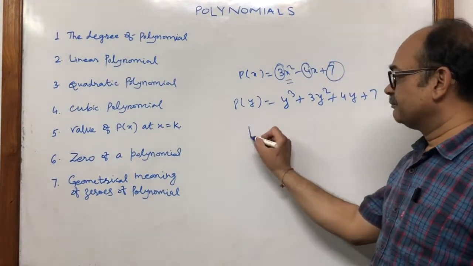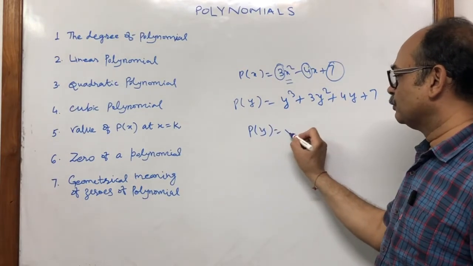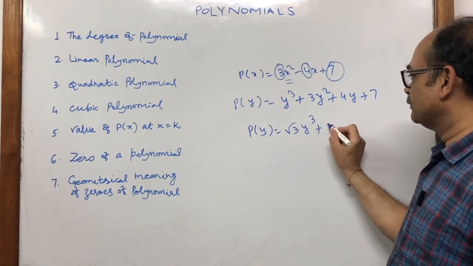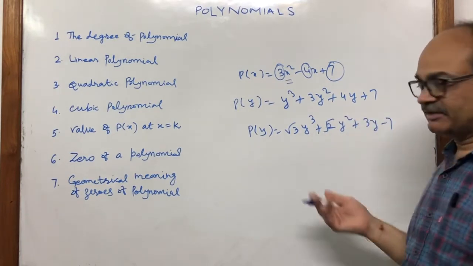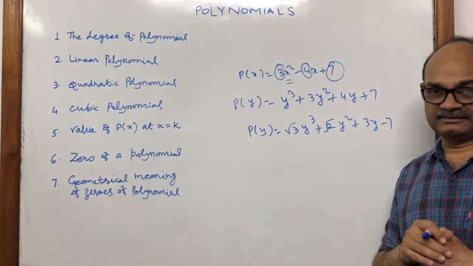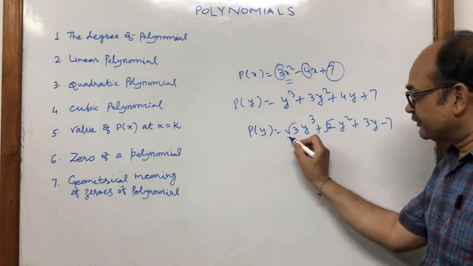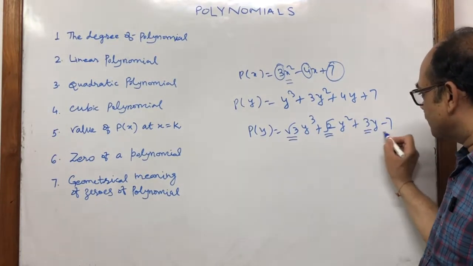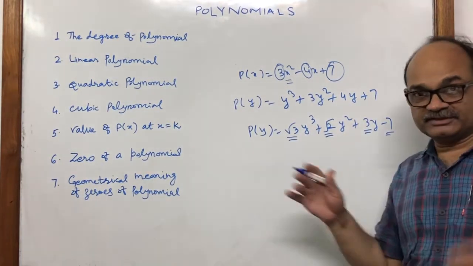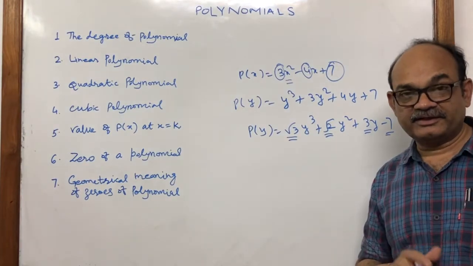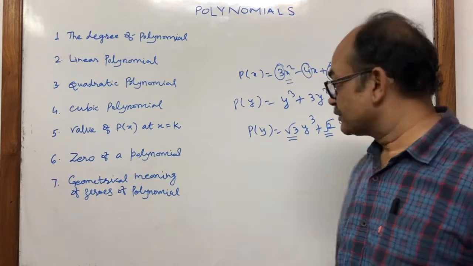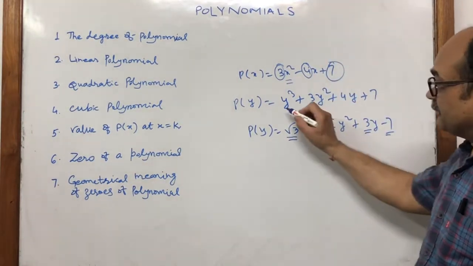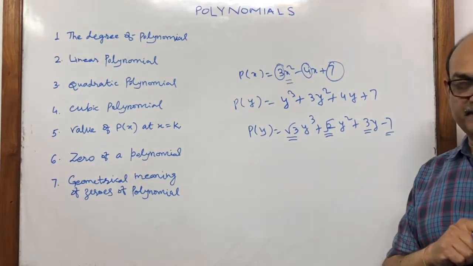By the way, p(y) equals √3 y cube plus √2 y square plus 3y minus 7 is a polynomial. Yes, correct, because the coefficients are real. These are real numbers. Don't say that root 2 is not a real number. Rational and irrational, all the numbers are real numbers. So this is degree 3, that is a cubic polynomial.